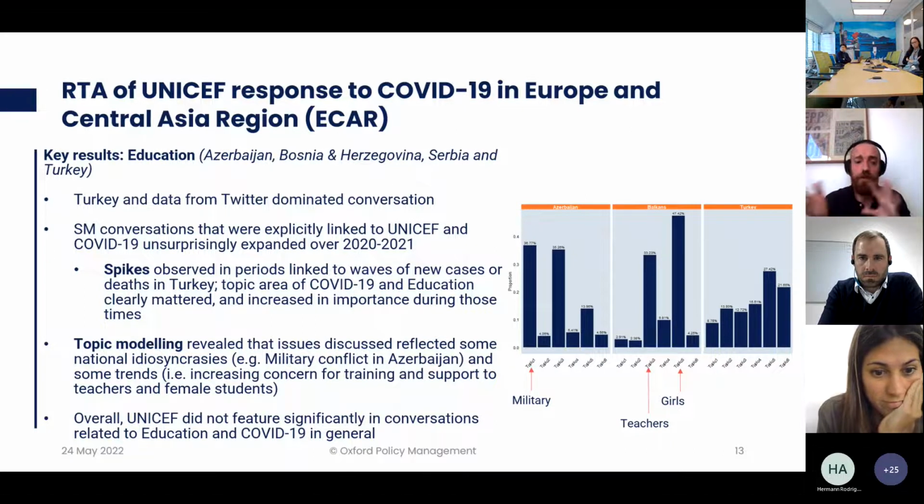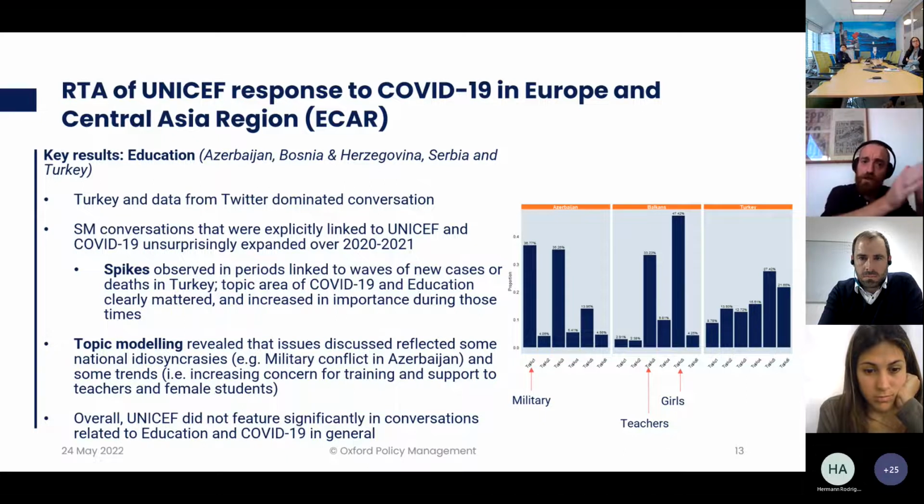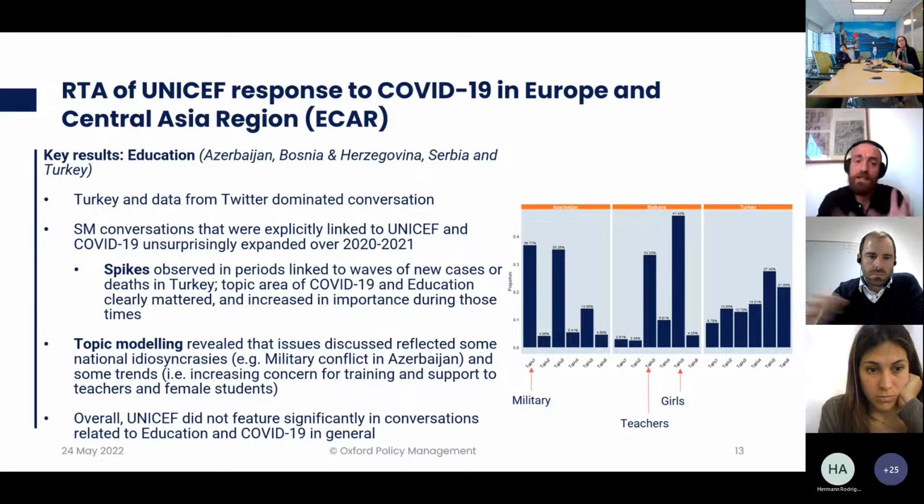And the topic modeling also observed some trends. So, for example, an increasing concern for training and support to teachers and female students over time. Overall, though, we saw that UNICEF did not feature that significantly in conversations related to education and COVID-19 in general. So we looked both for a conversation that focused on UNICEF particularly and a conversation in general related to education and COVID-19. And we saw that UNICEF in that conversation didn't feature very significantly. So this is when we looked at the education topic area and these countries.